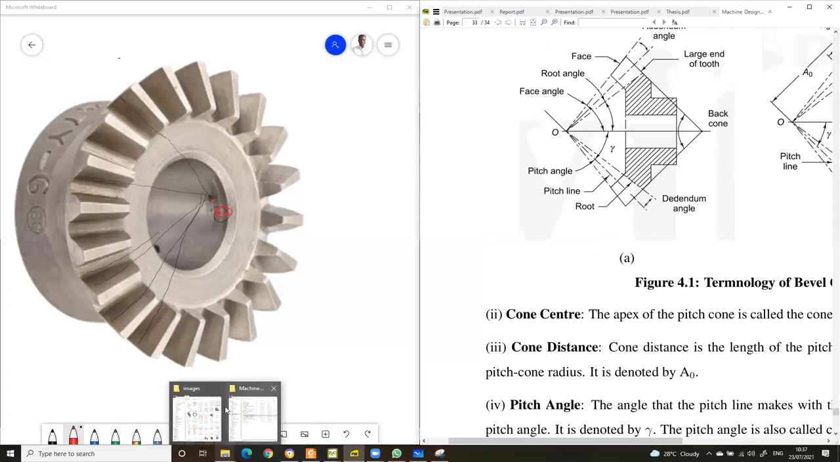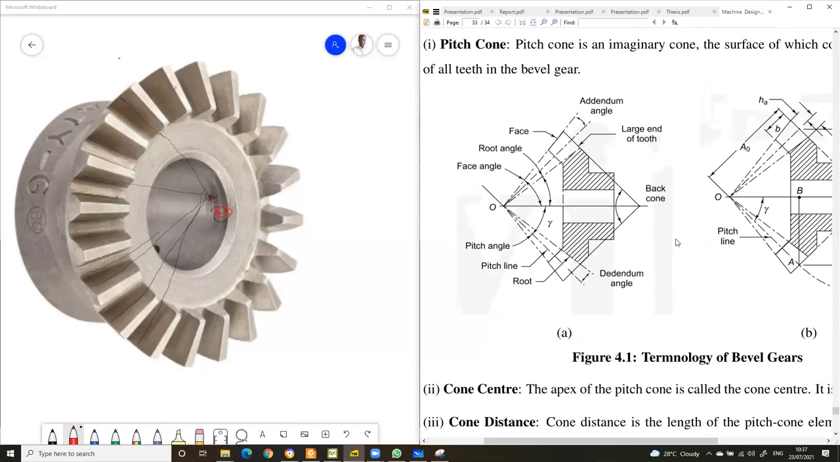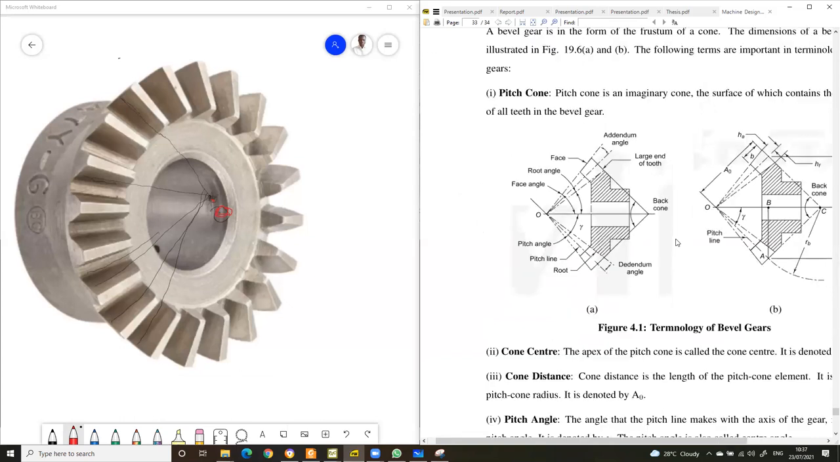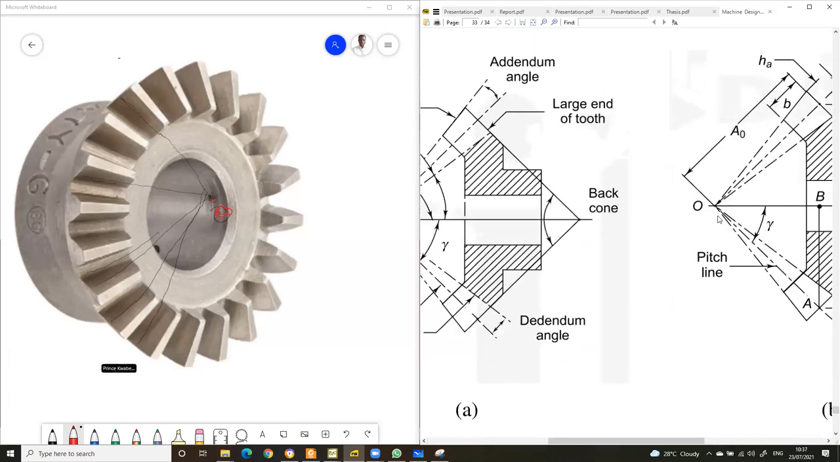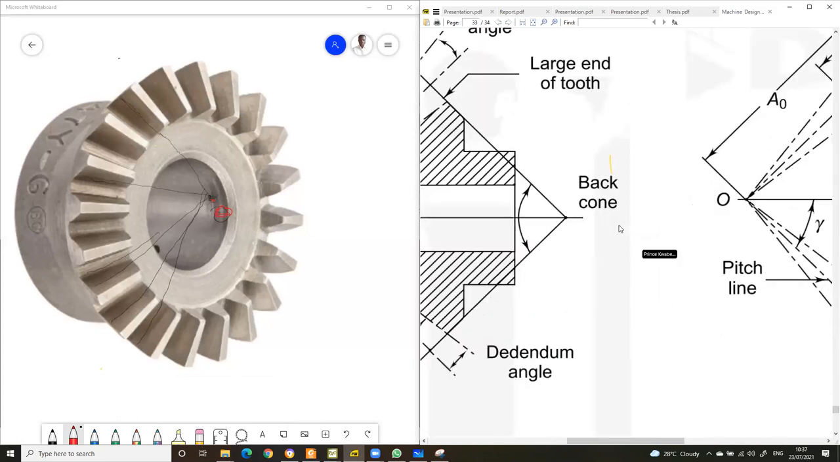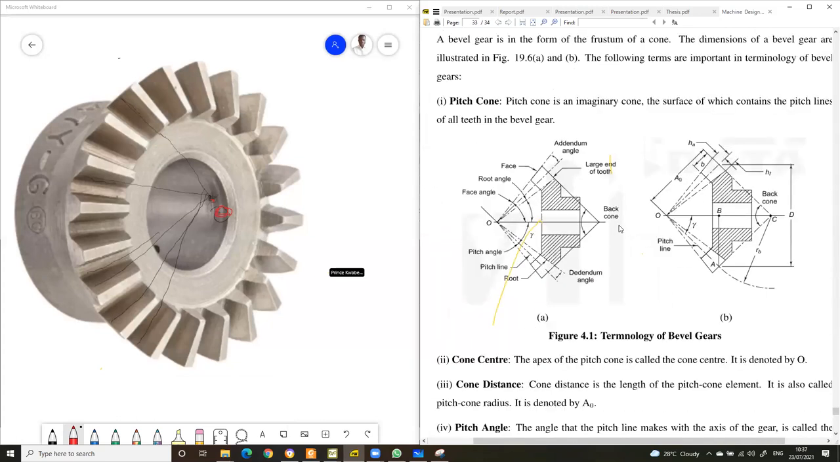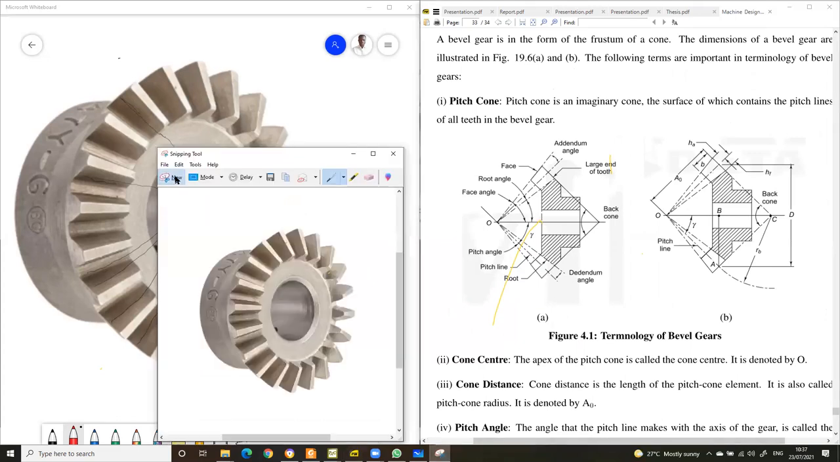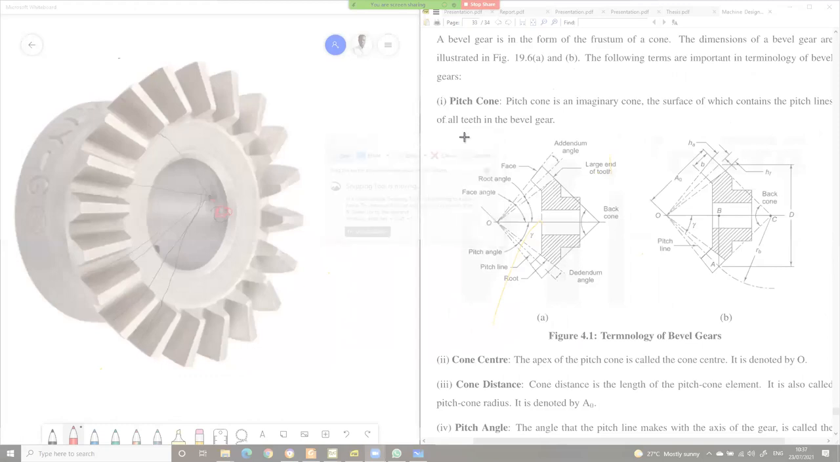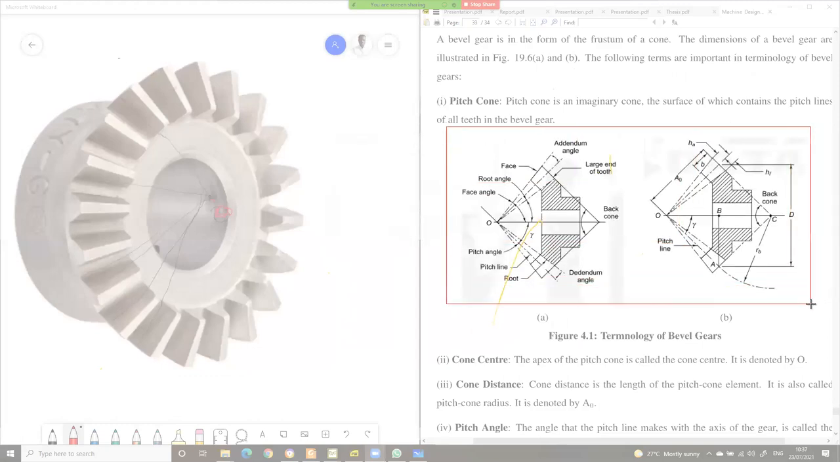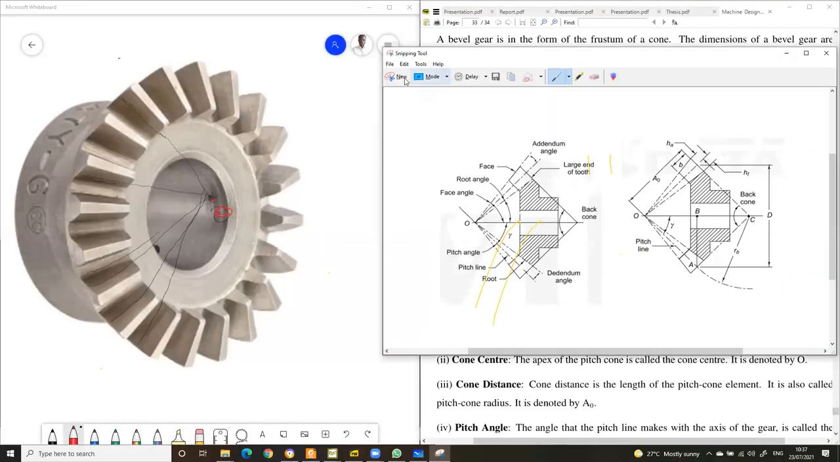A second, please, let me. Please stop annotating on the screen.